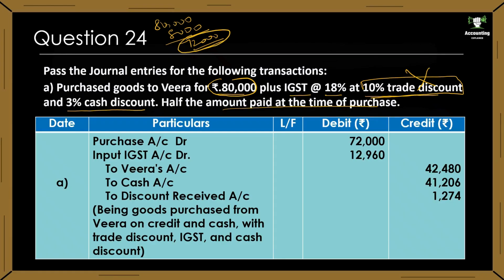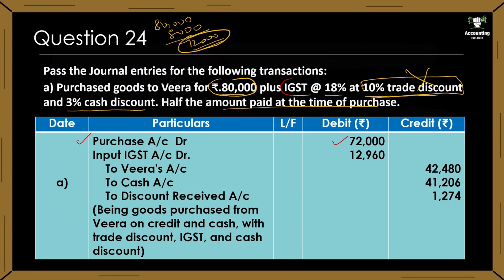Most of the students will make mistakes here. That is why I am emphasizing that trade discount will not be taken to the journal entry. Only the net amount will be taken. Do not make any mistake. So purchase is an expense, so you have to debit purchase account with 72,000.